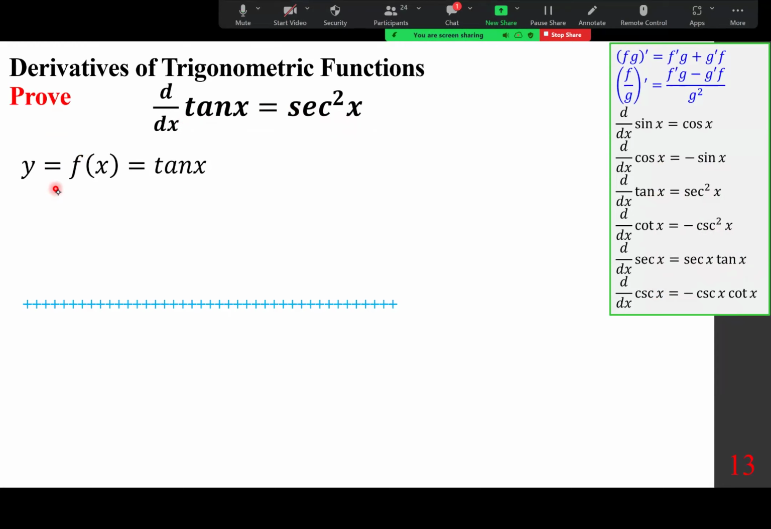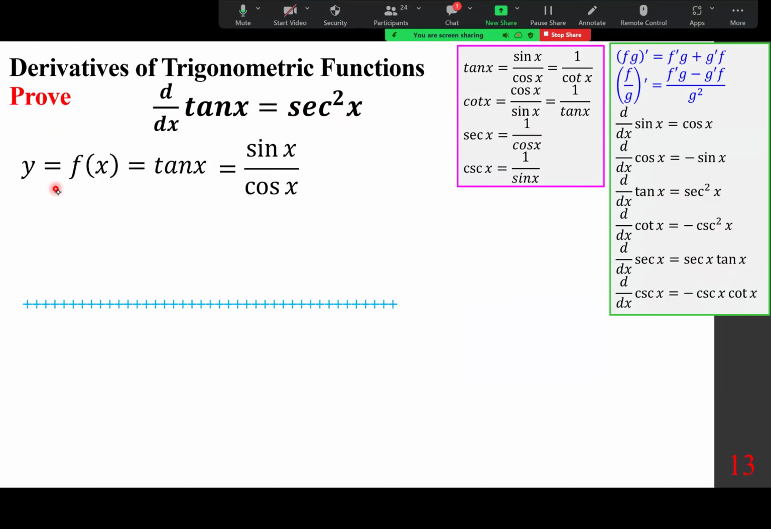The derivative of tangent is secant squared. Let's prove it. Well, tangent is sine over cosine. We should know tangent is sine over cosine or 1 over cotangent x. Cotangent is cosine over sine or 1 over tangent x. Secant is 1 over cosine, cosecant is 1 over sine.